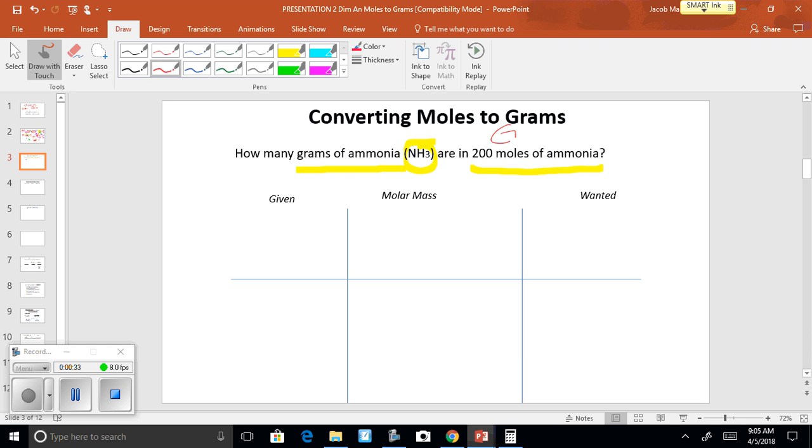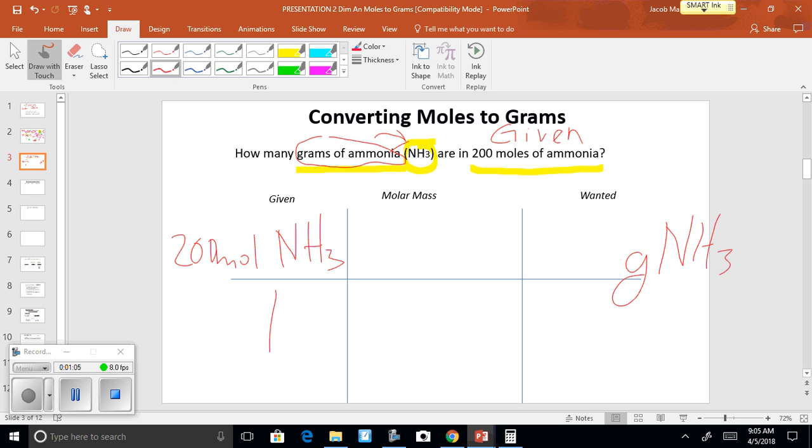So our given, of course, is the value that they gave us. They gave us 200 moles of ammonia. And what is ammonia again? What molecule is it? It's this one right here. It's NH3. I'm going to put that over 1. And what about our wanted? Our wanted is grams of ammonia. They want to know how many grams of ammonia is in 200 moles of ammonia.